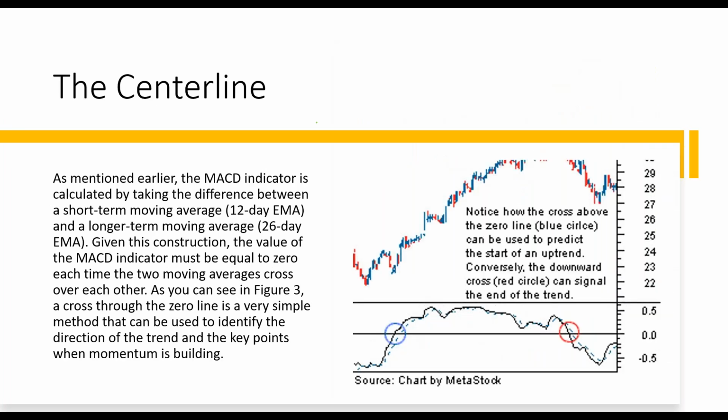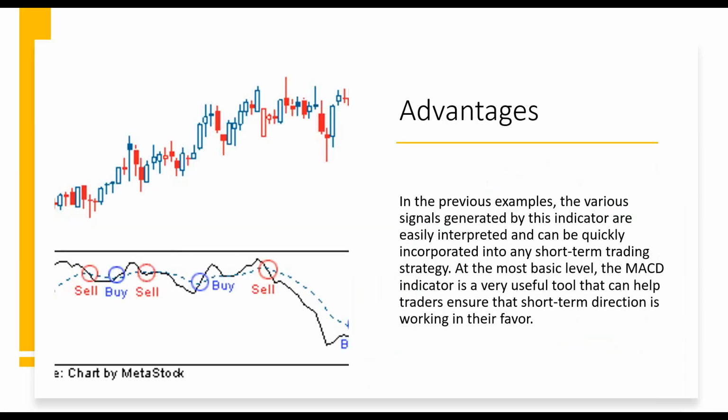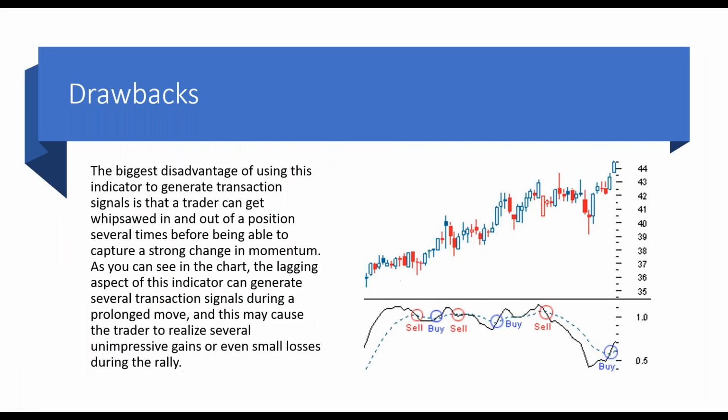Now, as mentioned earlier, the MACD indicator is calculated by the difference between the short-term moving average and the longer term. Given this construction, the value of the MACD indicator must be equal to 0 each time the two cross each other. So the various signals generated by this indicator are easily interpreted and can be quickly incorporated into any short-term trading strategy. At the most basic level, the MACD indicator is a very useful tool that can help traders ensure that short-term direction is working in their favor.